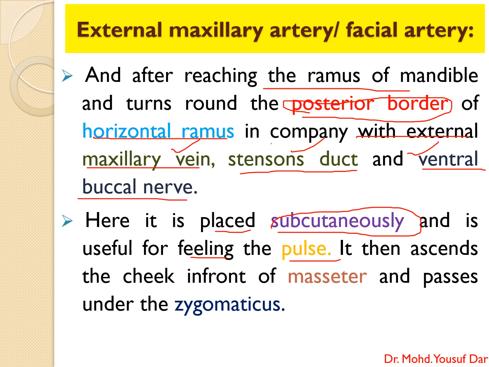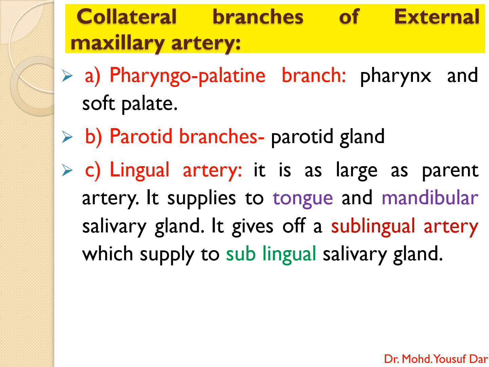Then this external maxillary artery ascends toward the cheek, in front of the masseter muscle and under the zygomaticus, and finally it terminates at the nostrils. Now, there are some collateral branches of the external maxillary artery. First is the pharyngopalatine branch. The pharyngopalatine branch divides into pharyngeal and palatine. The pharyngeal branch supplies the pharynx and the palatine supplies the soft palate.